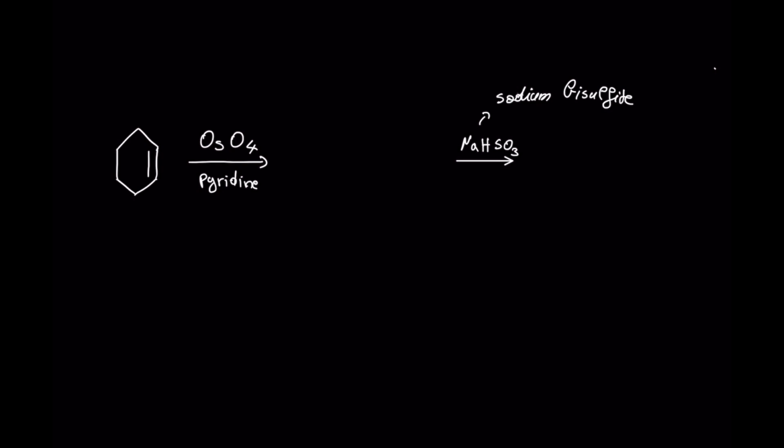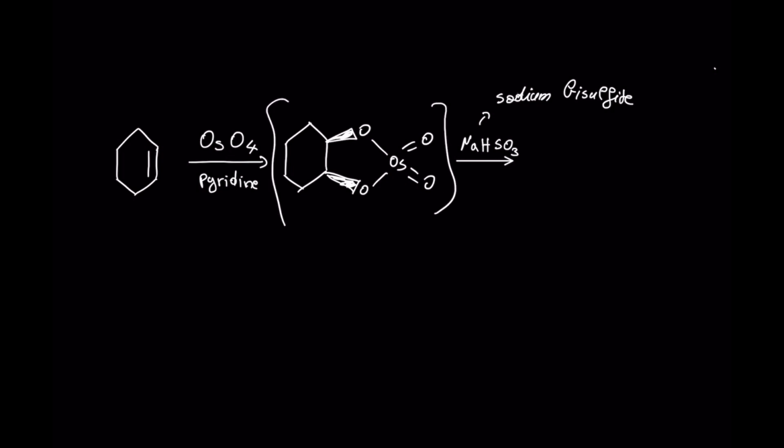But there is another way to yield a diol in cis by treating an alkene with osmium tetraoxide. And first we are going to have the formation of this cyclic osmate as an intermediate, and after that, by treating with sodium bisulfite, you're going to have the formation of a cis-diol. Okay, cis-1,2-cyclohexanediol.